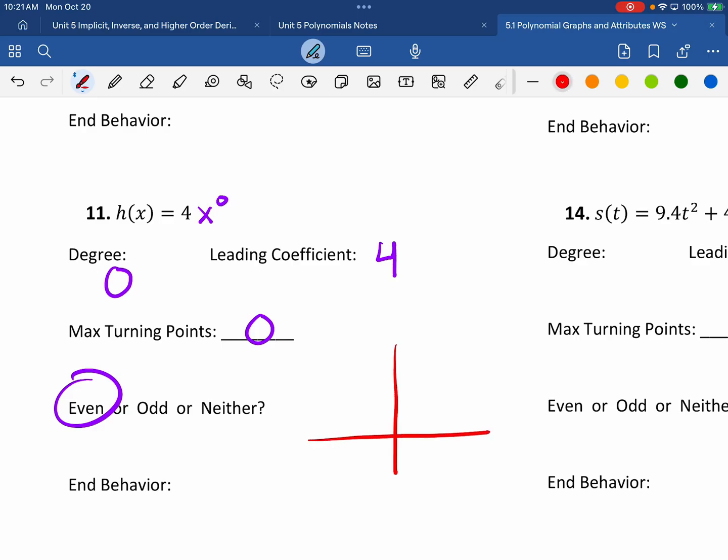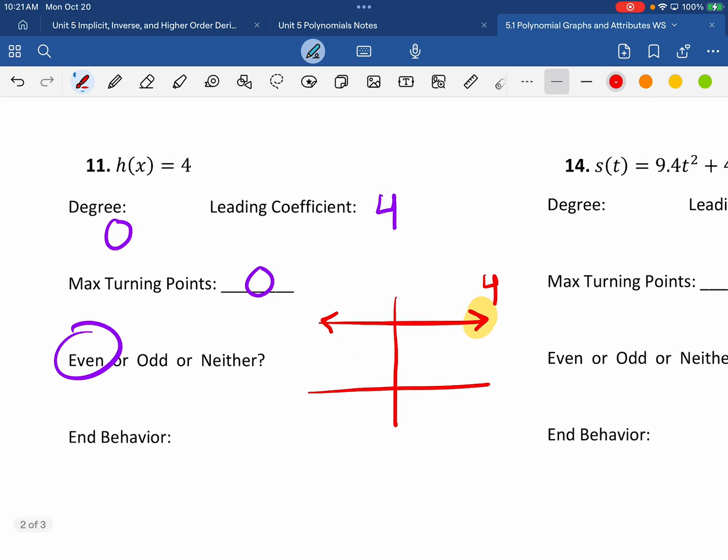And then for the end behavior, I think it helps if you look at the graph. So what does a function y equals 4 look like? I know you remember, it's just a straight line. So as you're approaching infinity, what's your graph doing? Is it going up or down? No, what's it staying at? 4. So you would say the limit as x approaches infinity of f of x equals 4. And then similar for the negative infinity.